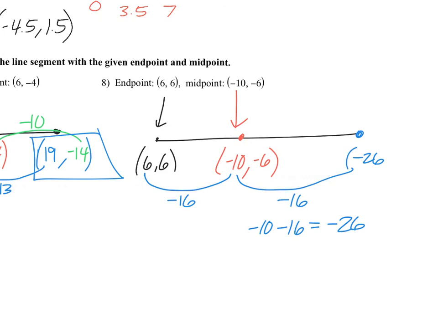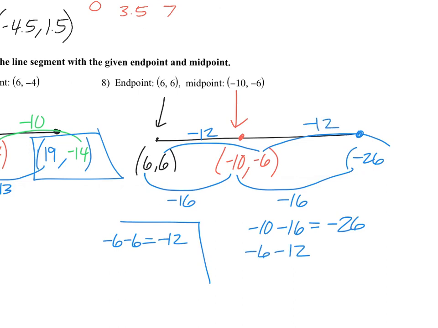So then do my y's. 6 to negative 6. I went down. How did I get that? Again, remember how I told you to find the distance. Do midpoint minus your endpoint. That tells you how far you went down. So I went down 12. So now I've got to go down 12 from negative 6. So I do negative 6 minus 12, midpoint minus my distance, and that gives me my other endpoint, which is negative 18.